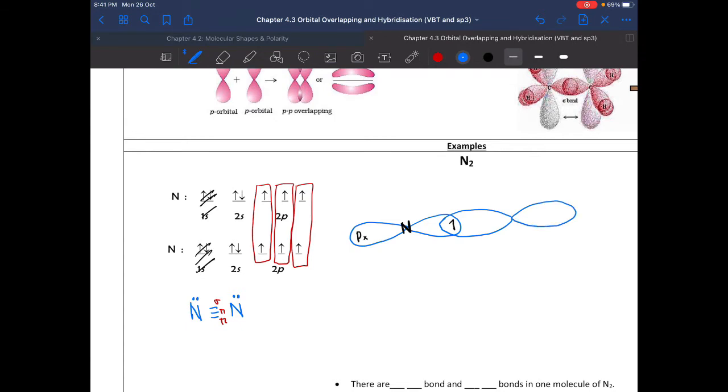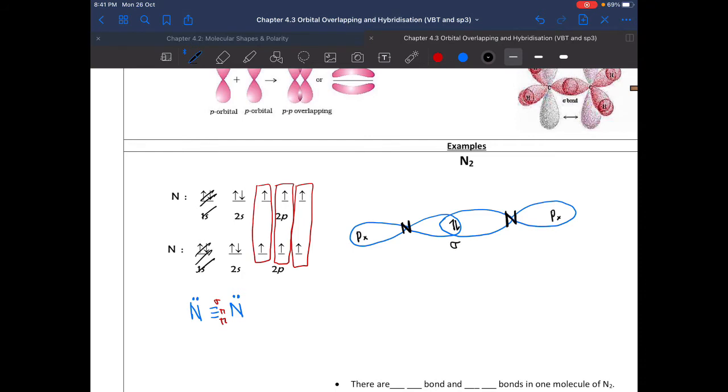So this is also nitrogen. And then this px, it also has 1 electron. So the bonding side to side, or head to head overlapping here, means this is actually a sigma bond. So we label sigma bond.